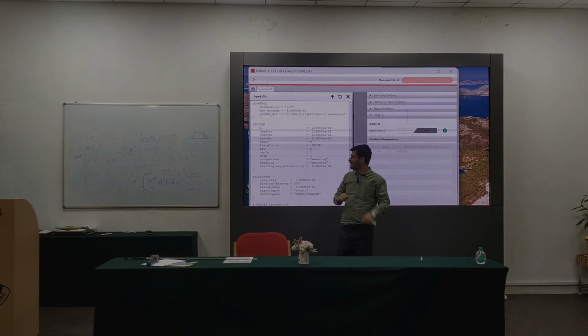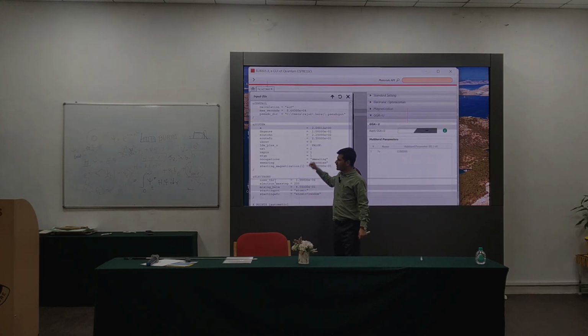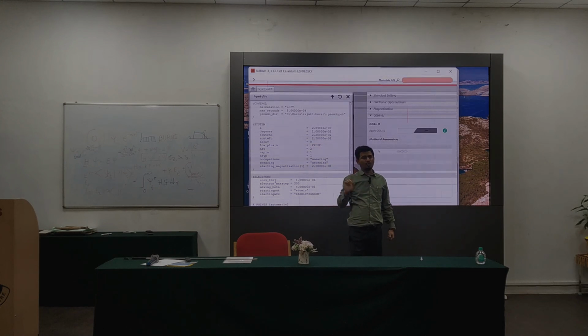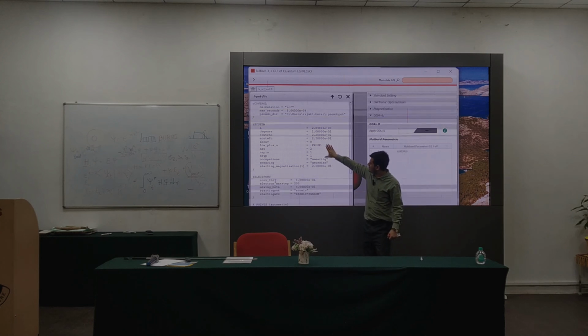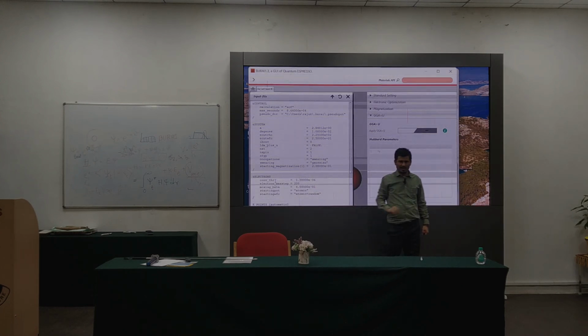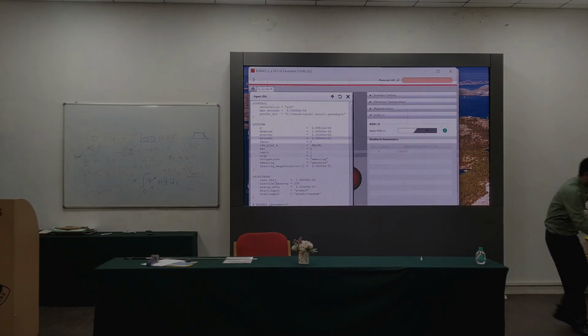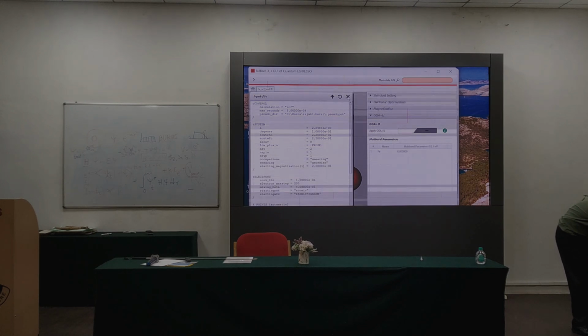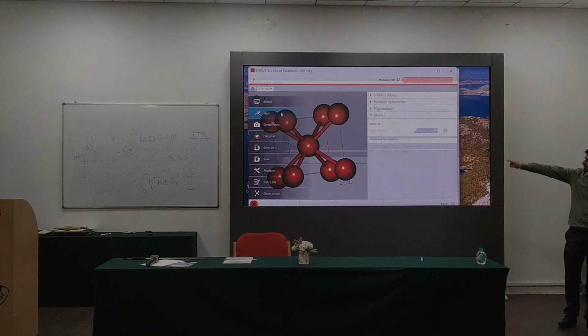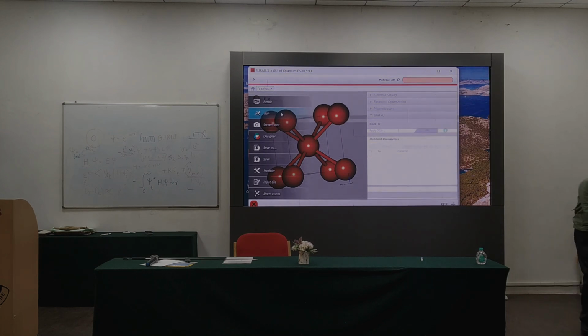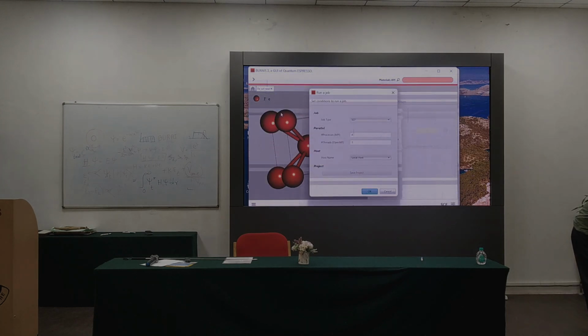That means spin is there. If I put n spin 4, it is a non-collinear calculation, where spin orbit coupling is there. So all these things you can specify values for. Then you can go to the run option. So you can just run it.